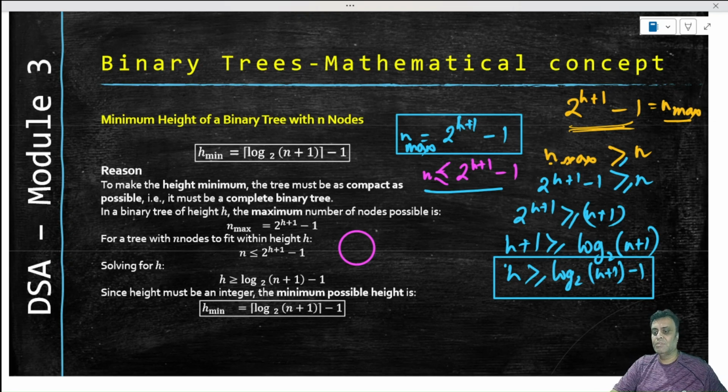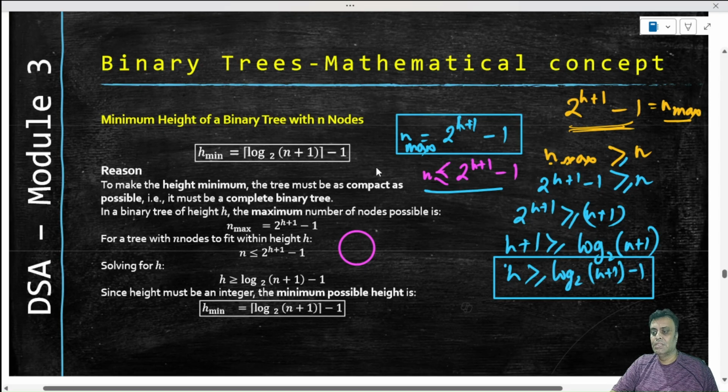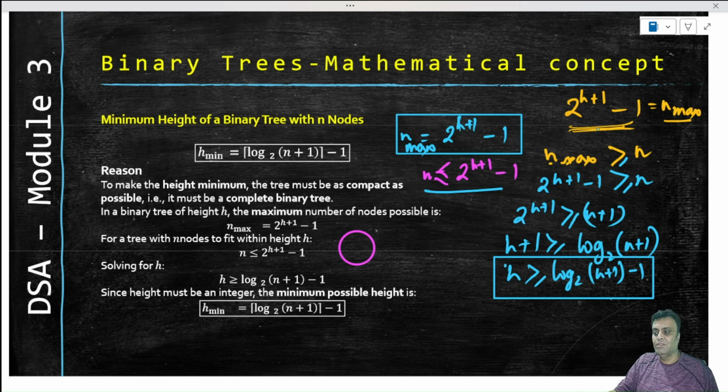So this is something that has come in one of the years in several universities' questions. You can expect this kind of a question to come. So all you need to do is derive it like this. Again, you will take 2 to the power h plus 1 minus 1 as the n max, and n max has to be always greater than or equal to n, right? So we are trying to find out not the max nodes, we are trying to find out the minimum height of the tree with n nodes.